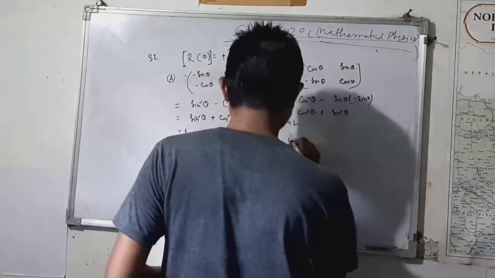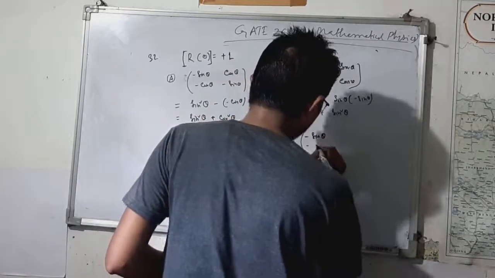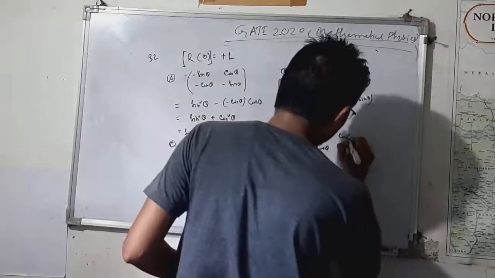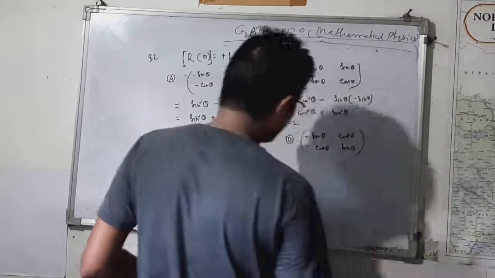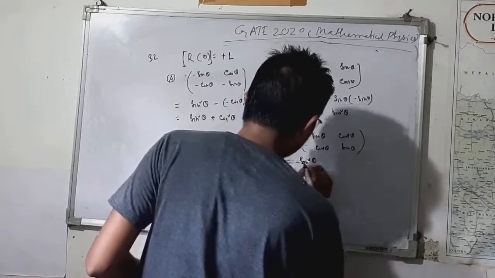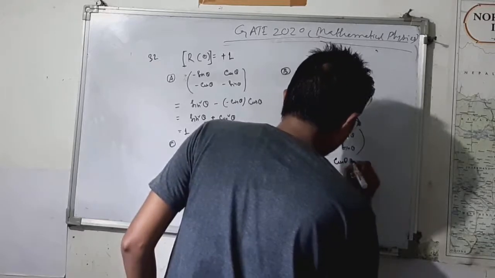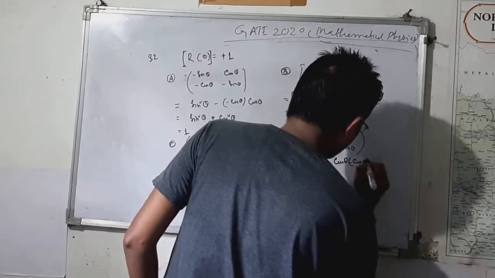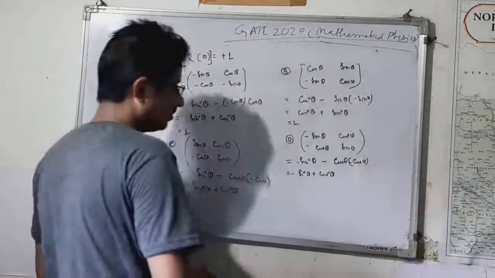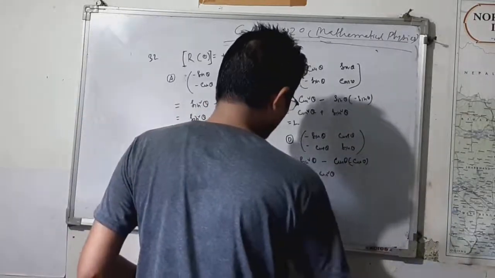So now check option D, where minus of sin theta, minus of cos theta, sin theta. So here the determinant is minus of sin theta into minus sin theta. This is minus of sin square theta minus. So this is cos theta into minus of cos theta. So it is minus of sin square theta plus cos square theta, which is not equal to 1.